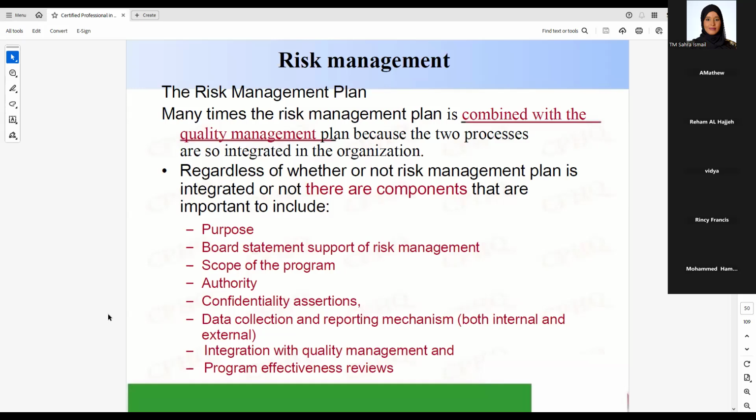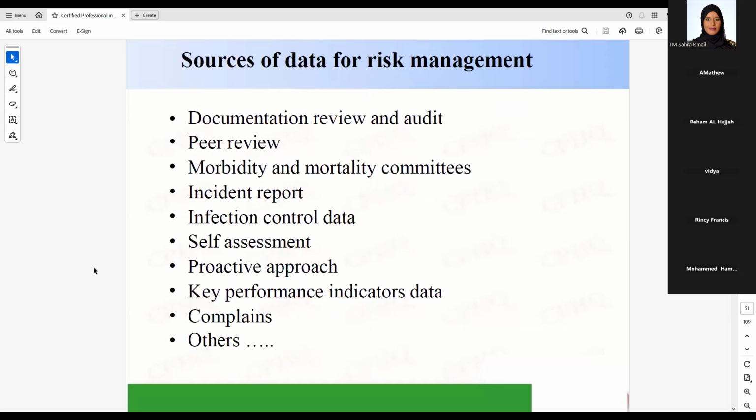The risk management plan, as we said, sometimes is combined with the quality management plan, but they are two different processes. And again, like we talked about the quality management plan and its components, these also are the components of a risk management plan: purpose, board statement for the risk management, scope, authority, confidentiality, data collection, integration with quality management, and program effectiveness review. This is just template related requirements.